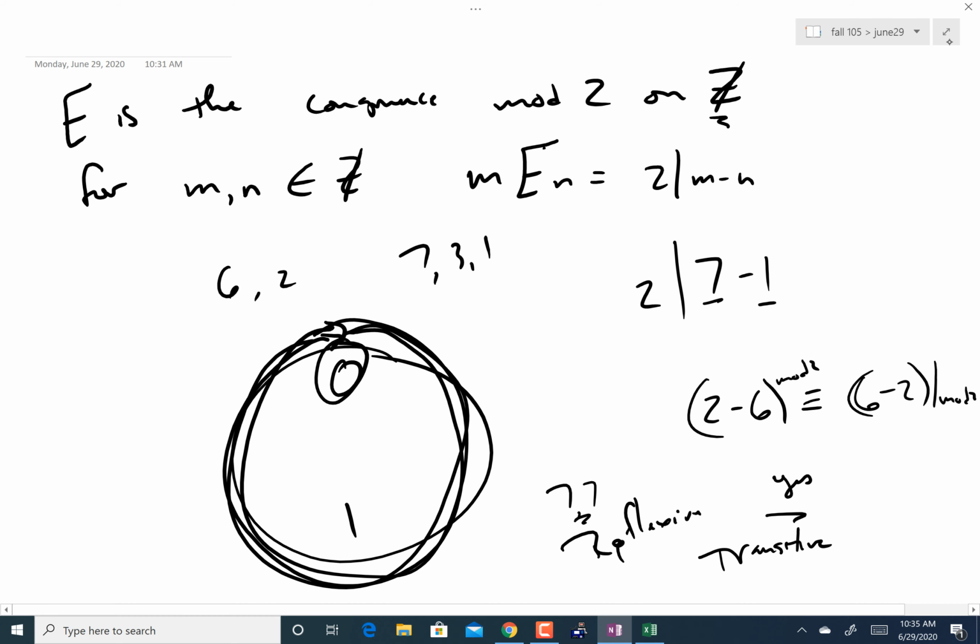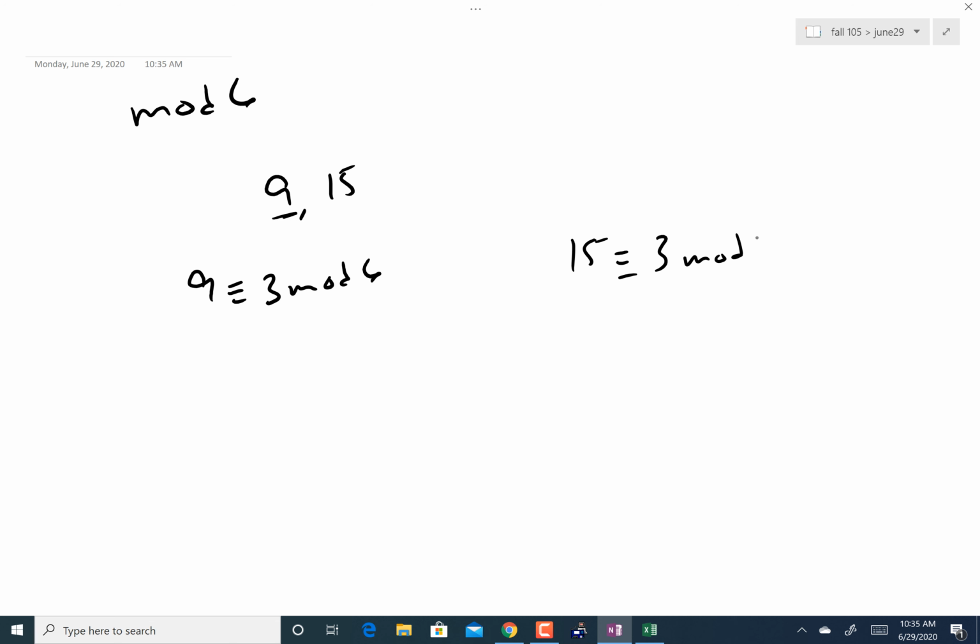Okay, this will be true for any mod number, but let's just try a different one. Let's just do, again, on the integers, but let's say it's for mod 6. Okay, so let's think about this for a minute. 9 and 15, for instance. Okay, well, what is 9 in mod 6? 9 is congruent to 3 mod 6. 15 is divisible by 6 2 times with the remainder of 3. So there you go, mod 6. Because they have the same value, they would be congruent.